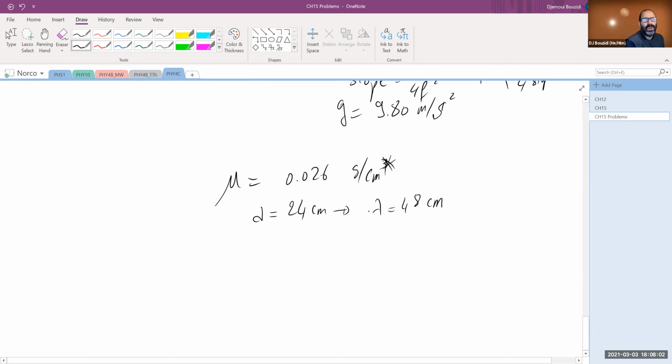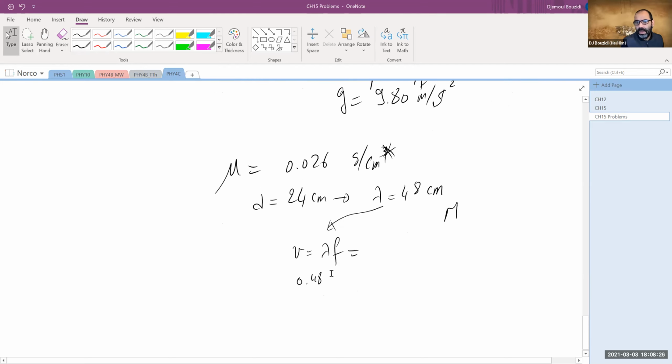So they want to know the value of the mass m. So you go back in here to the dispersion law that says v is equal to lambda f, and lambda is known. The frequency is known actually too. Lambda is equal to this number, 0.48 meters. The frequency, you calculated it from the previous step. So this is calculated from the slope.